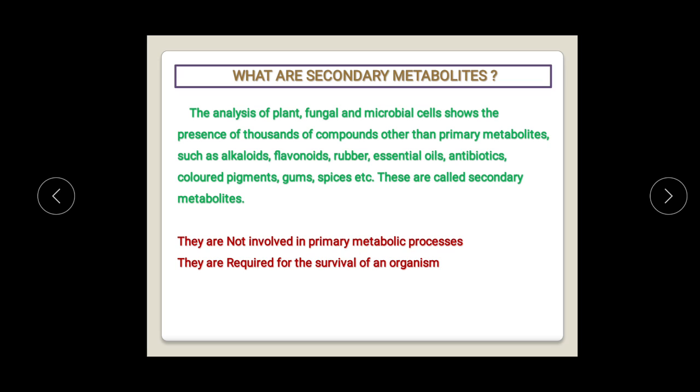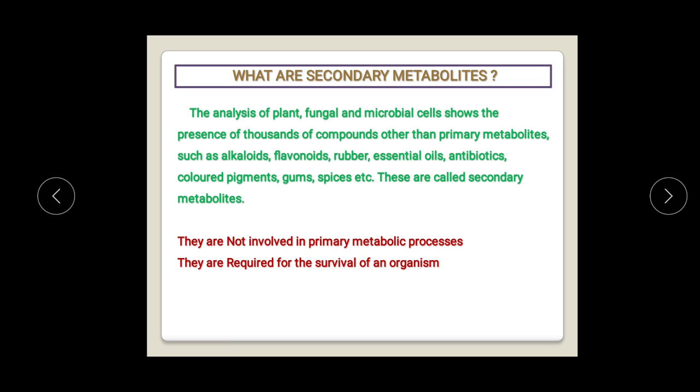What we have seen in the primary metabolic processes is that they are important for growth, development, and reproduction, and they are very important, vital, essential, fundamental metabolic pathways. So within that, during this metabolism, the other compounds are also produced, and these are called the secondary metabolites.